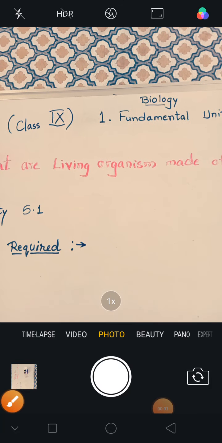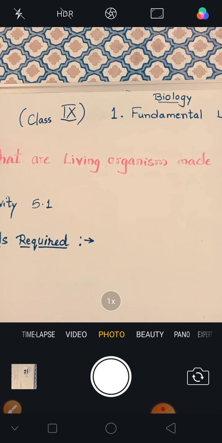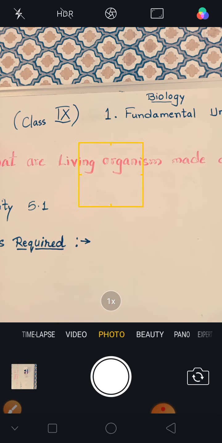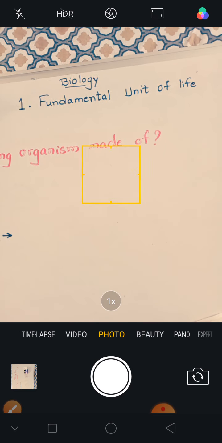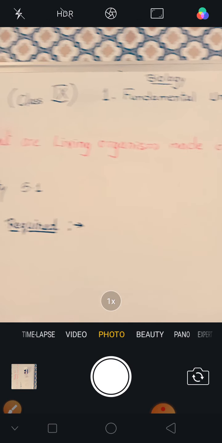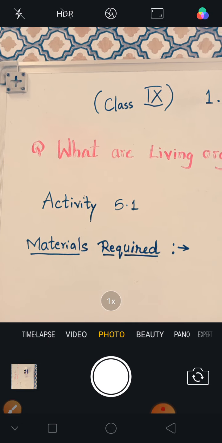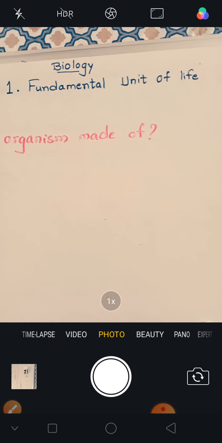Welcome, dear students, to yet another biology ninth class session, the fundamental unit of life, from the first chapter, a continuation of the fundamental unit of life. In this session, let us try to find out what living organisms are made of.